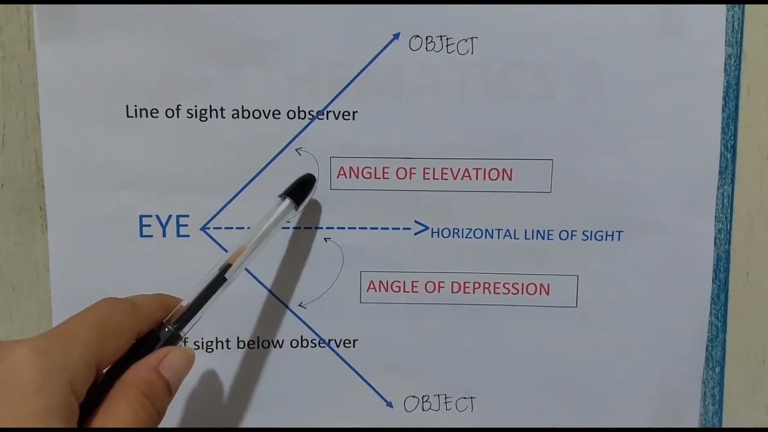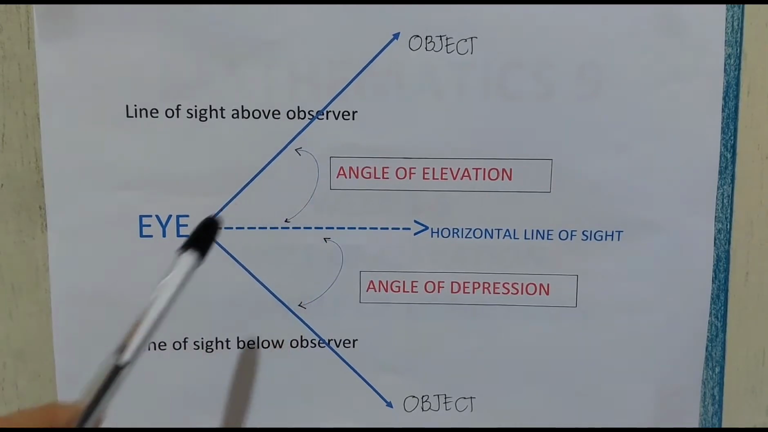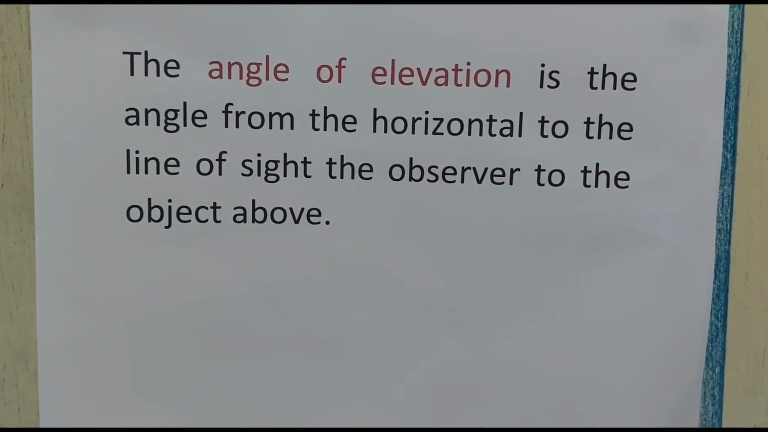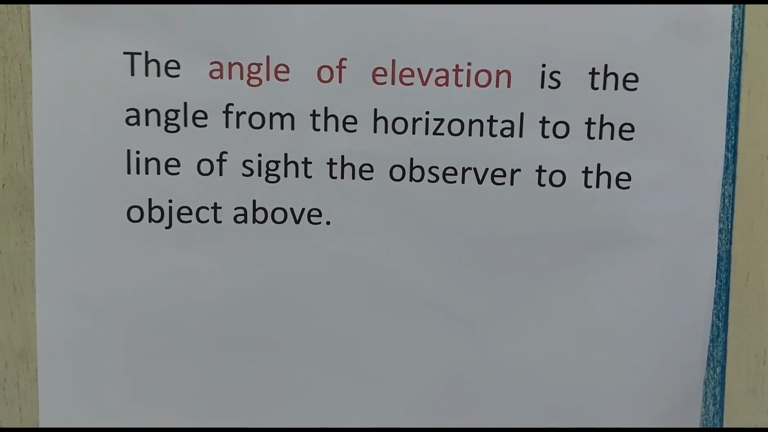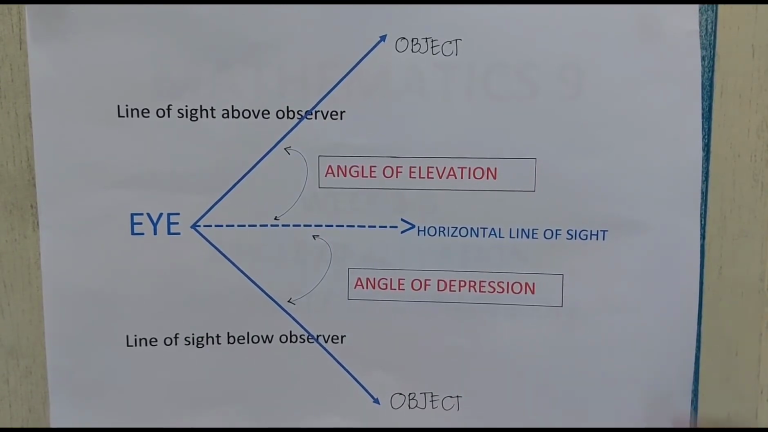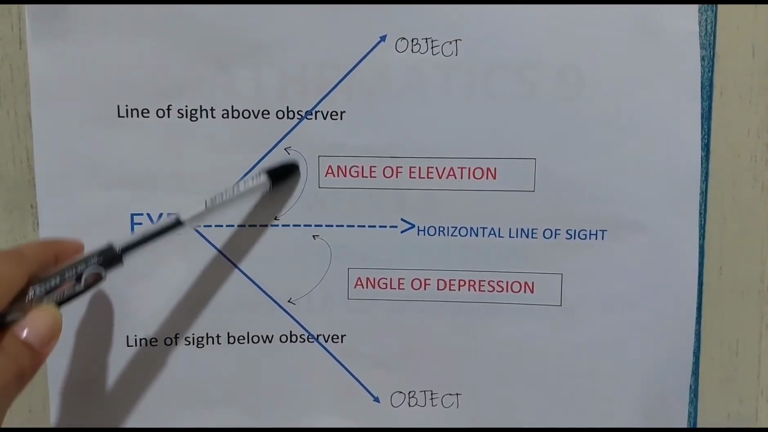So, how are we going to define an angle of elevation? The angle of elevation is the angle from the horizontal to the line of sight of the observer to the object above. So, if you look up, the angle formed with the horizontal line of sight of the observer is what we call the angle of elevation. This area here is the angle of elevation.